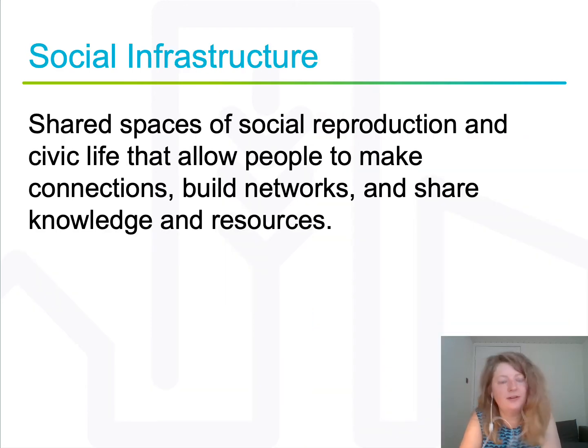This third infrastructure, not the last one, is a social infrastructure. In many ways, you could argue these are all social infrastructures. But a quick definition here: social infrastructures are shared spaces of social reproduction that allow people to make connections, build networks, and share knowledge and resources. They've really received a lot of public attention recently following this book from the American sociologist Eric Klinenberg, Palaces for People, where he shows that these social infrastructures can really make places more resilient during times of emergency.